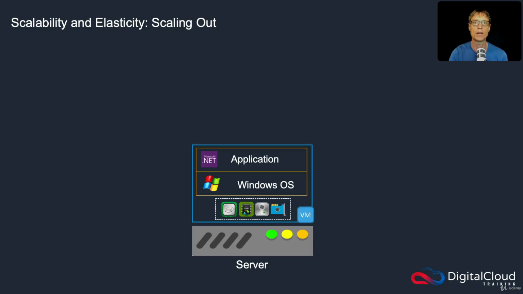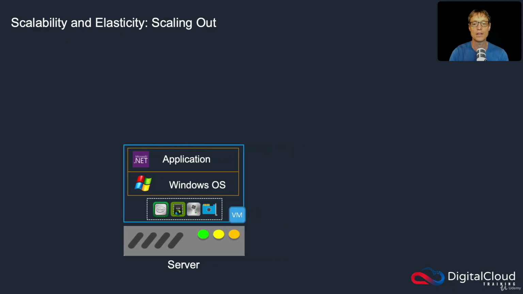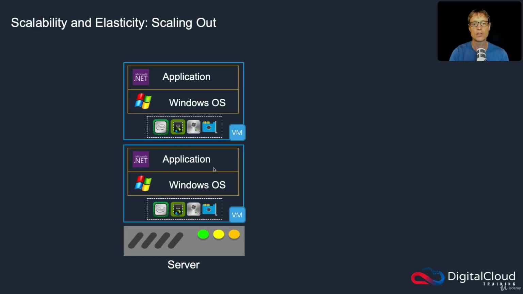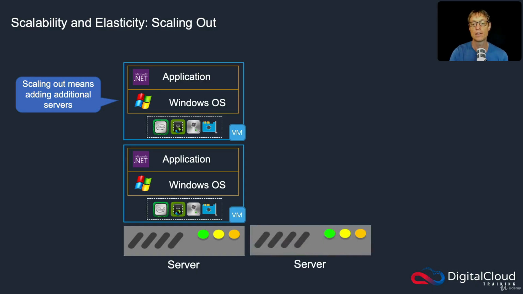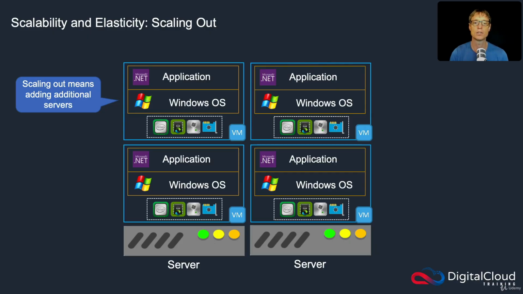So the other option is called scaling out. Now when you're scaling out, rather than adding more hardware, what you're doing is you're adding more instances. So you might add an additional virtual machine. So this means you've now got 2 instances of your application running. You might then add more on other hardware. So now you're scaling your application. You've now got 4 instances of your application running rather than 1.